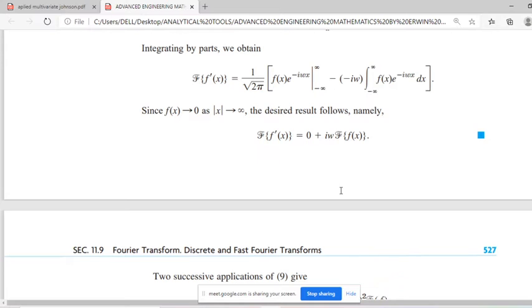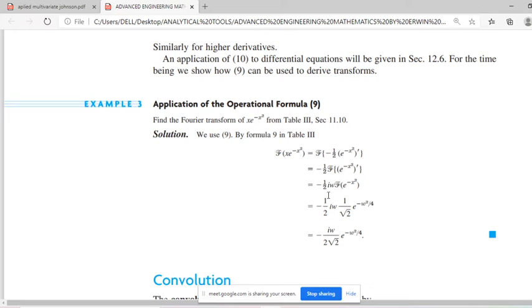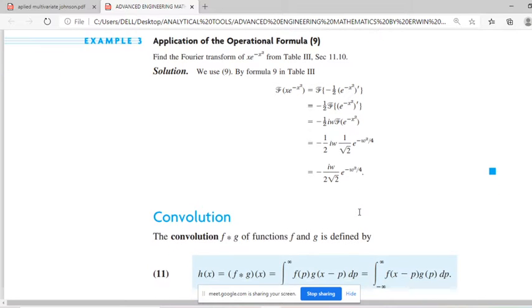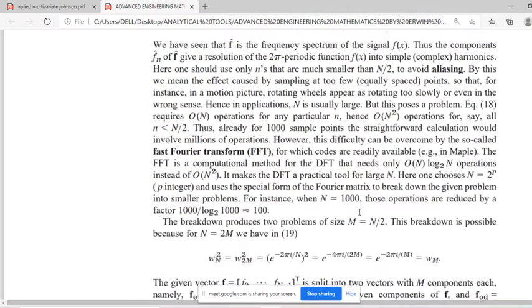Look at this formula: F of f dash of x equals i w into F of f of x. We can apply that formula. So it will be minus 1 by 2 i w into F of e raised to minus x square. So that equals minus 1 by 2 into i w into, so what is the Fourier transform of e raised to minus x square? That is 1 by root 2 into e raised to minus w square by 4. I think we have to refer to table 3, that formula is available in table 3.